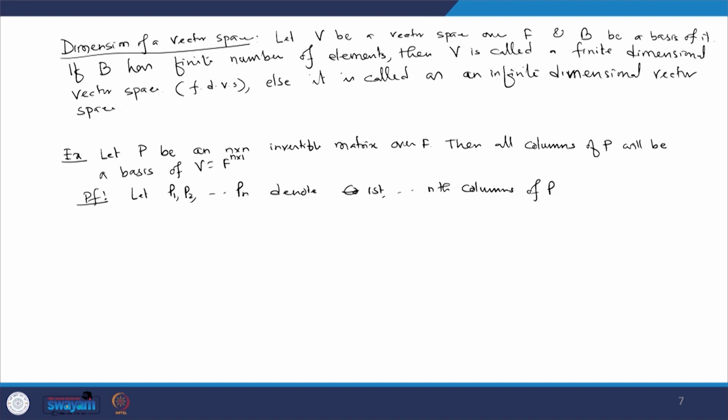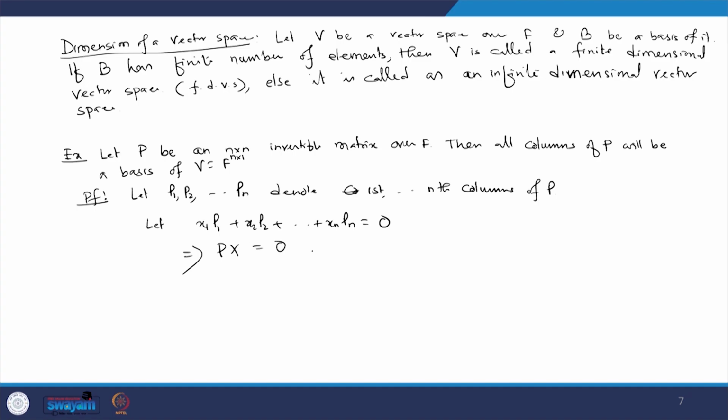Suppose there is a linear combination of P1, P2, ..., Pn which is equal to 0. Let x1 P1 plus x2 P2 plus ... plus xn Pn equal to 0. Then I have to prove that x1 equal to x2 equal to ... equal to xn equal to 0 is the only solution. You see, this is equal to 0, this means that I can write this simply as the matrix P times x equal to 0.